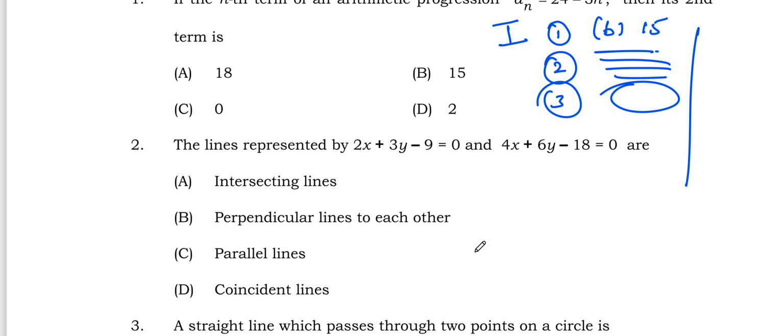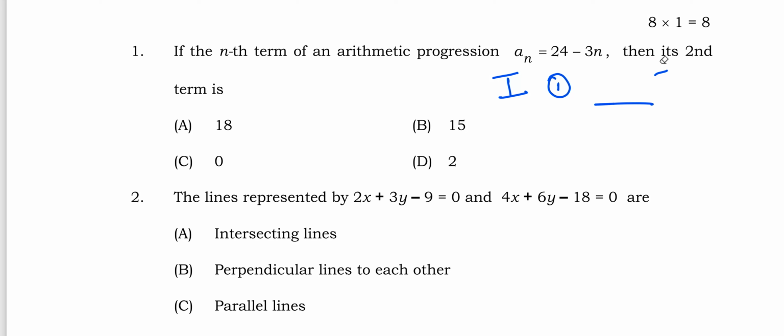Understood? For example, let me give one small example of the same question. Here the question is: if the nth term of an AP, an, is equal to 24 minus 3n, then the second term is... what is the question they are asking? Find the second term. Second term is A2.